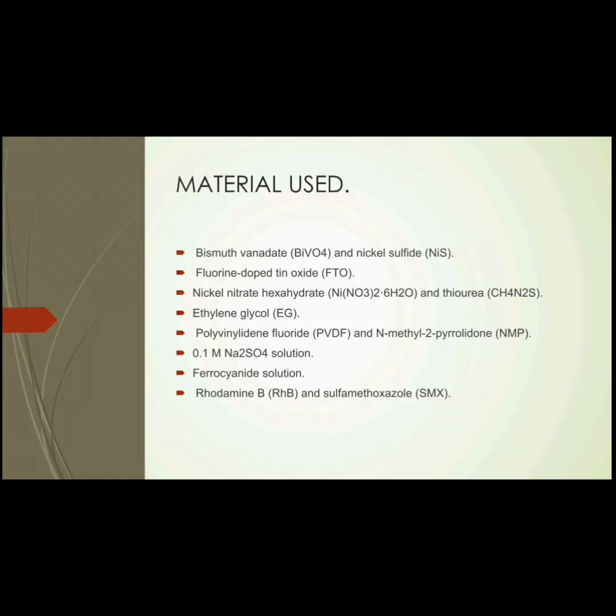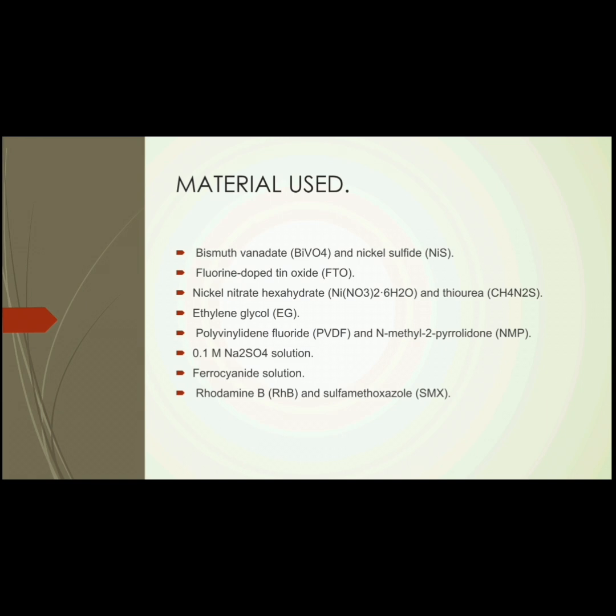BiVO4 with NiS. You are probably wondering what BiVO4, NiS, and FTO are. These are the materials that were used. As for bismuth vanadate, which is your BiVO4, and NiS, which is abbreviated for nickel sulfide, these were used for the composite photoanode. And your FTO, which is your fluorine doped tin oxide, was used as a conductive substrate for the photoanode. Nickel nitrate hexahydrate and thiourea were used for the NiS synthesis, which is your nickel sulfide.